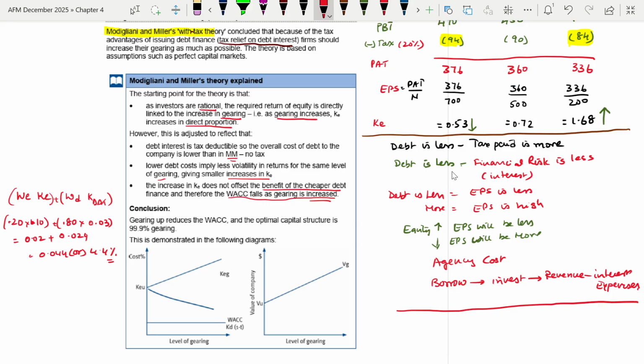Now you take that in. The increase in the cost of equity does not offset the benefit of a cheaper debt. If you take into consideration the increase in the cost of equity, 0.2 times 0.20, plus 0.80 times the cheaper cost of debt, which we will take as 0.02, how much will you get? 0.04 plus 0.016. It comes to 0.056, or 5.6%.